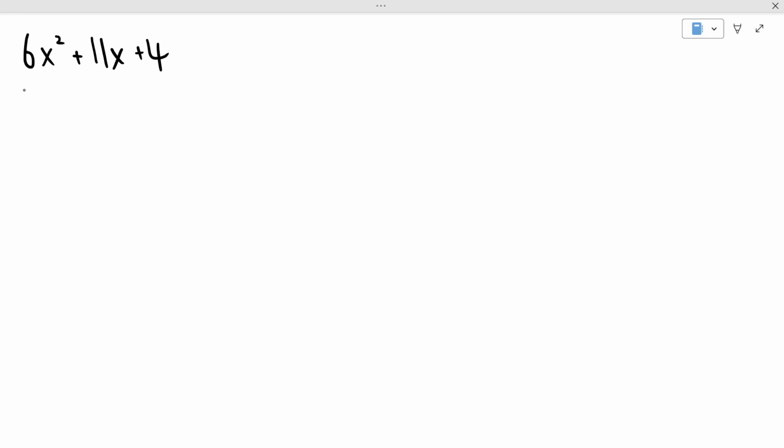The first thing we need to do is multiply the coefficients of the first and third terms, the x squared and constant terms. 6 times 4 is equal to 24. What we need to do now is take this number and find the two numbers that multiply to 24 and add to the coefficient of the middle x term, which is 11. The two numbers that add to 11 and multiply to 24 are 3 and 8. We can see that 3 plus 8 is equal to 11, and 3 times 8 is equal to 24.